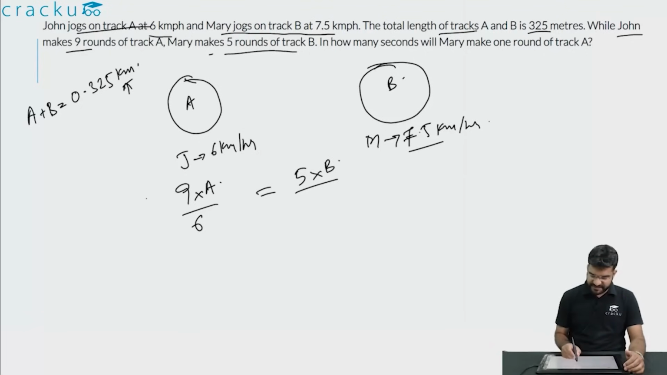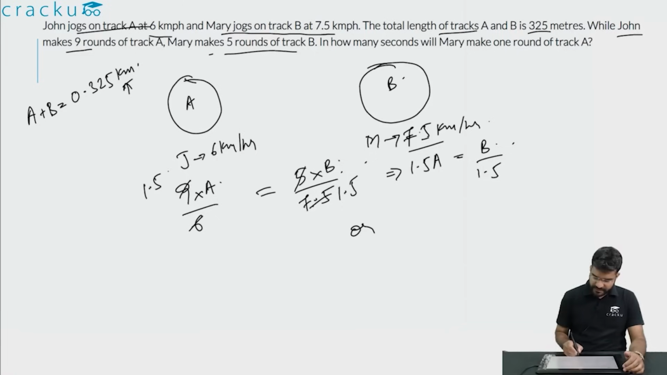And what is her speed? Her speed is 7.5 kilometers per hour. Using this, we can find out the lengths of A and B, at least as a ratio. So we can simplify this. 5 by 7.5 is 1.5 and 9 by 6 is 1.5. So what this implies is that 1.5A is equal to B by 1.5, or B is equal to 1.5 into 1.5A. This is equal to 2.25A, which is just the square of 1.5.